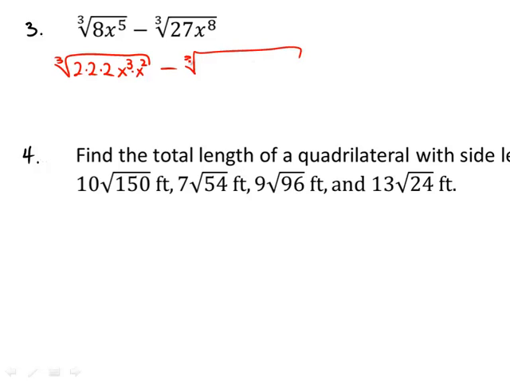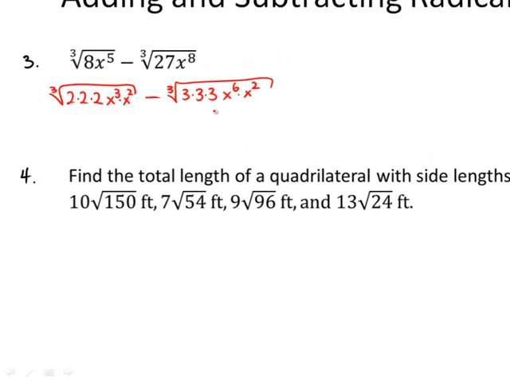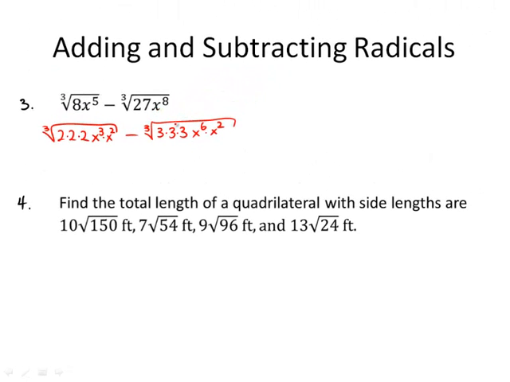So now 27 is 3 times 3 times 3. X to the 8 can be written as x to the 6 times x to the 2. 6 is a multiple of 3 and 2 is not. You could also just write them out and circle the triples out as well. Let's identify our perfect cubes. So 3 2's come out as 1 2 because that's 8. Cube root of 8 is 2. 3 x's make 1 x. X squared is left.